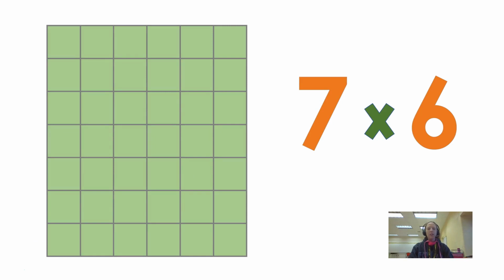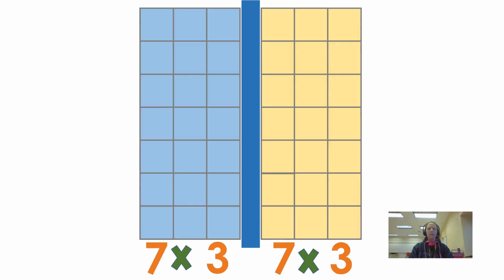The multiplication sentence reads as 7 times 6. The array shows 7 rows and 6 columns. As the distributive property is applied, one of the factors will be broken up into smaller chunks. In this example, the array has been broken into 7 rows and 3 columns. Each array has the 7 rows, which means the 7 was not broken up into smaller chunks. The 6 columns were broken up into 2 separate arrays.